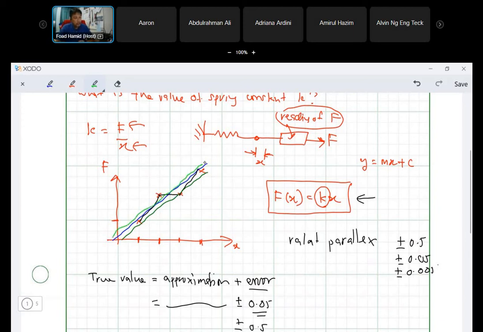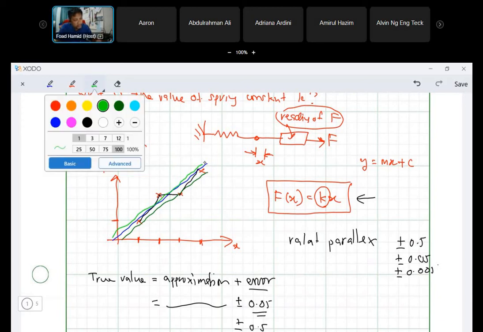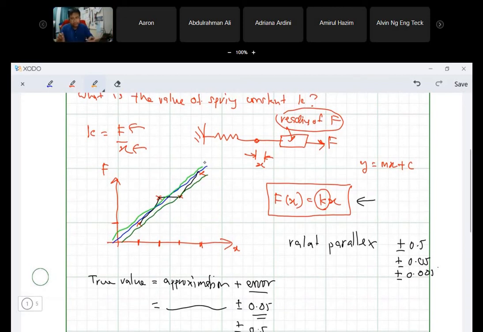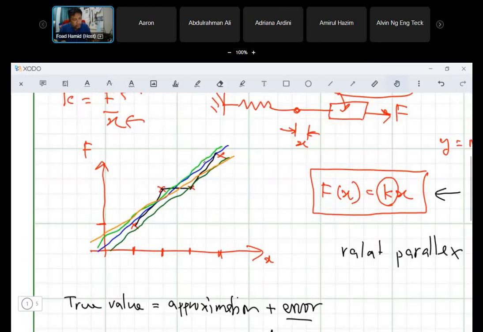Okay. Or is it orange here? Is it this? Okay, so let's maybe, is it this one? So let me zoom in here.